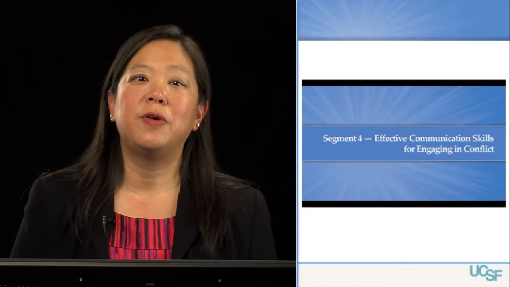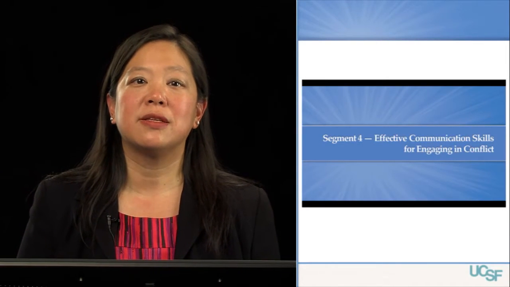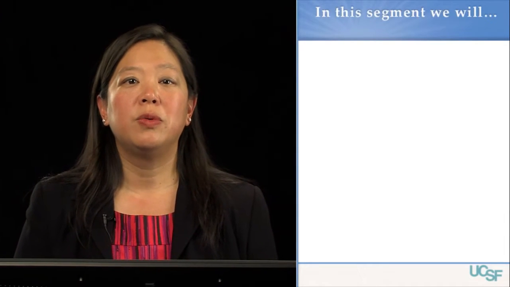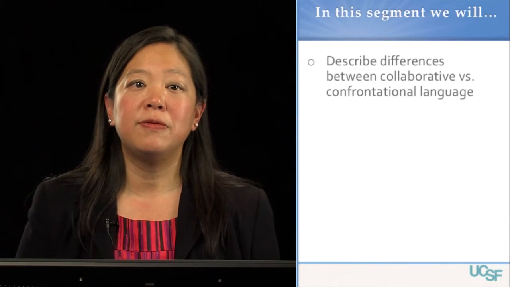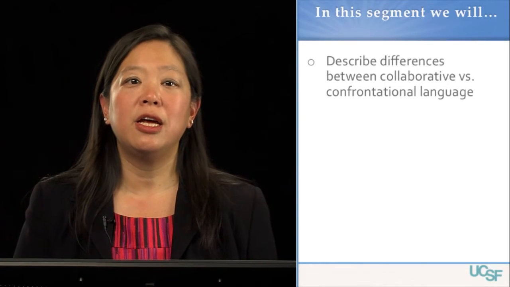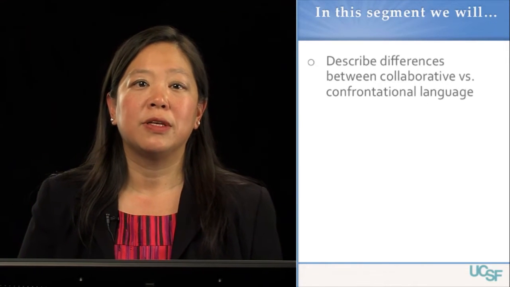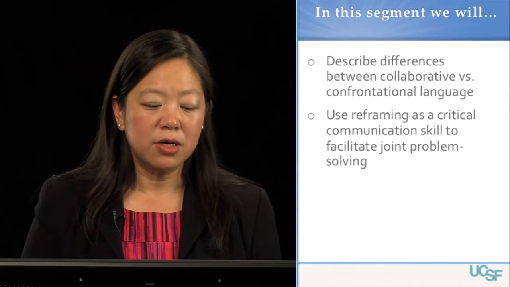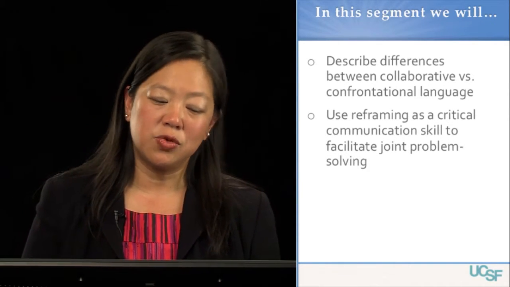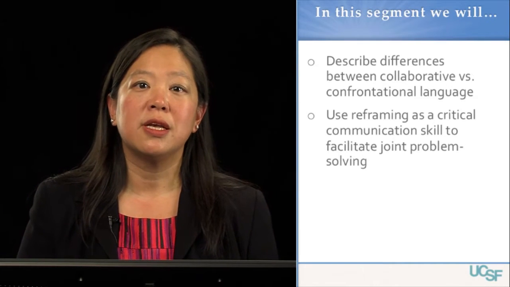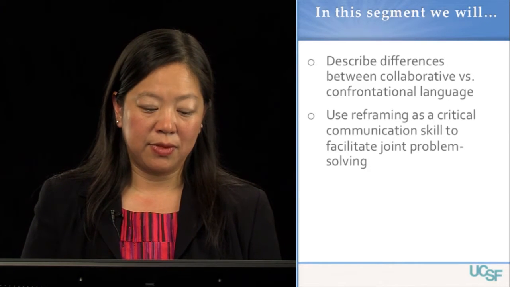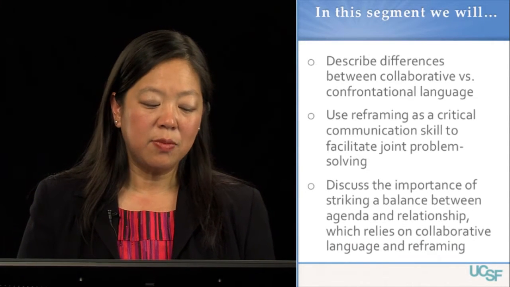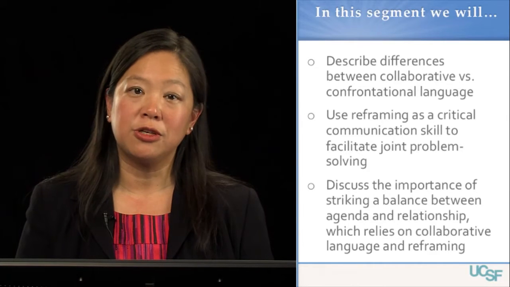In this segment, we will focus on effective communication skills as the fundamental skill for responding to conflict in a productive manner. We will describe the differences between collaborative versus confrontational language and understand how each impacts conflict resolution. Additionally, use reframing as a critical communication skill to facilitate joint problem solving, also known as getting to the same side of the table. We will discuss strategies for reframing, and finally, discuss the importance of balancing agenda versus relationship.